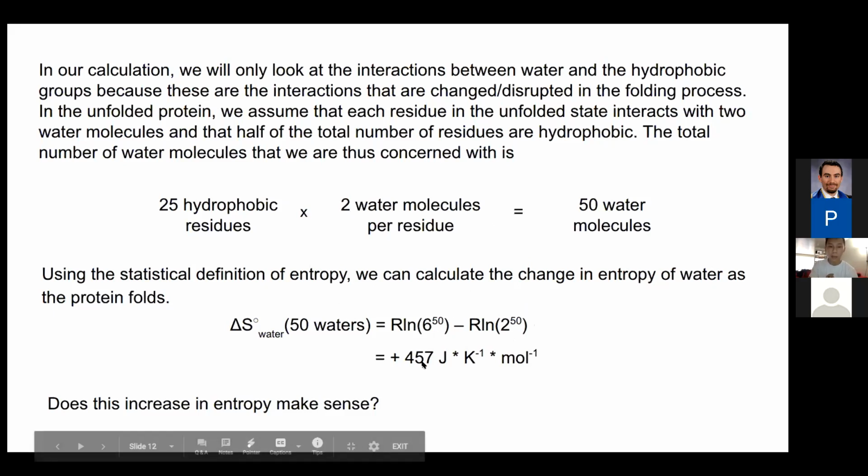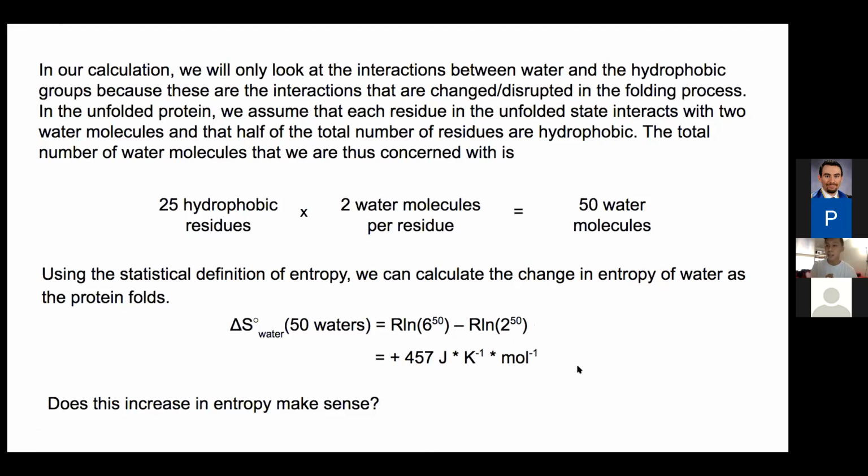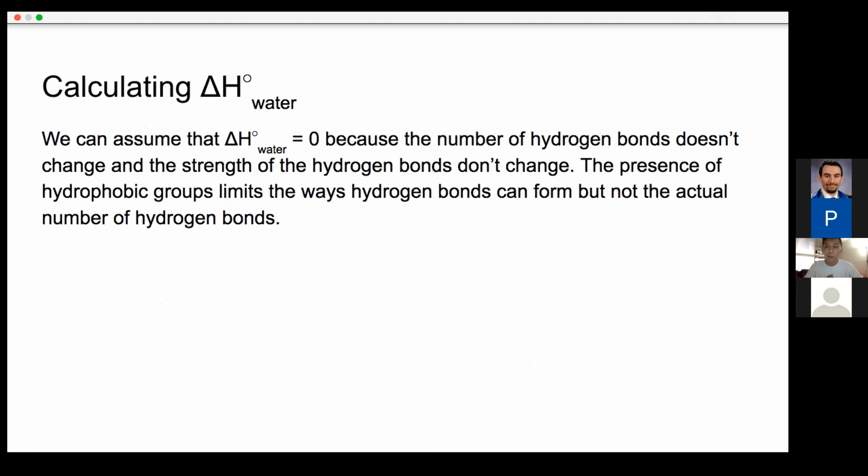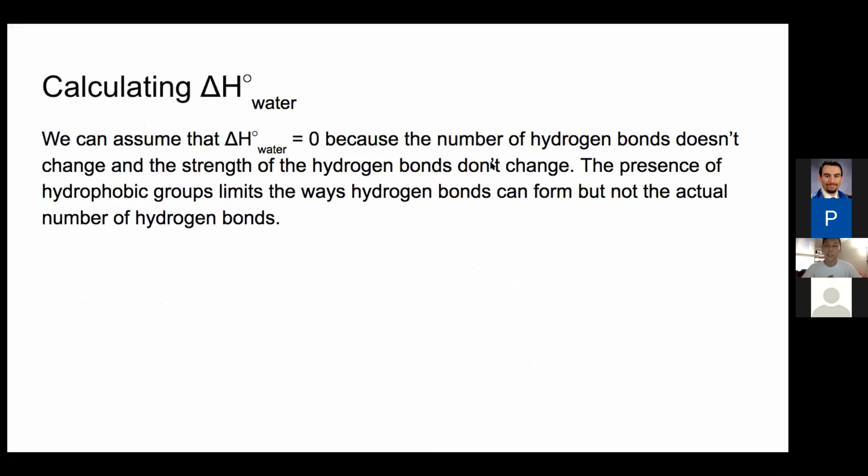And you calculate this out and we get an increase in entropy of this value. And this makes sense, right? When protein folds, there's an increase in the entropy of water because the hydrophobic residues are being sequestered inside the protein. So now all we have to do is calculate the change in enthalpy of the protein folding process, and this is easy. We're just going to say it's 0.